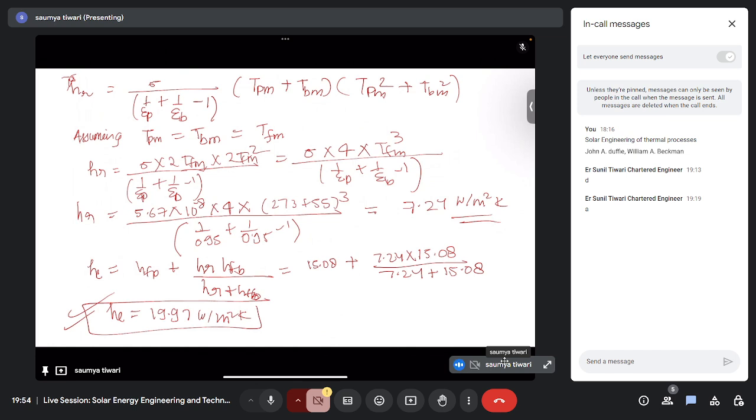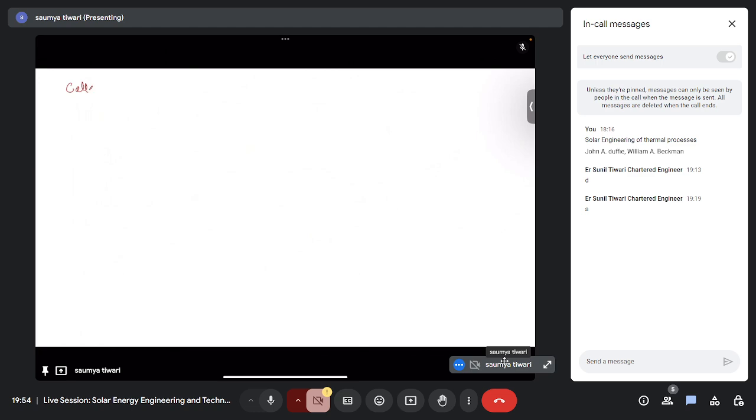Now, using this, what we can calculate is the collector efficiency factor, which is F dash. The formula for that is 1 plus the overall heat loss coefficient and the equivalent heat transfer coefficient.